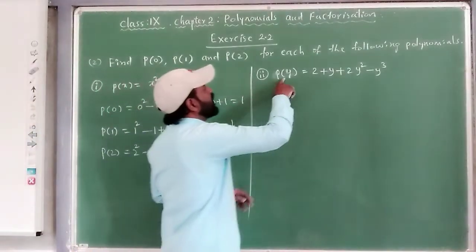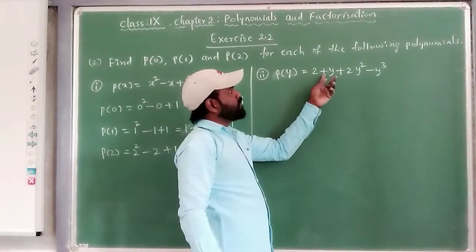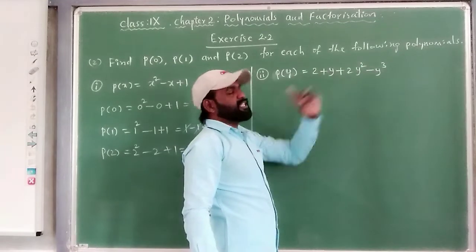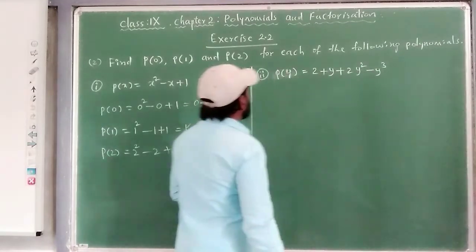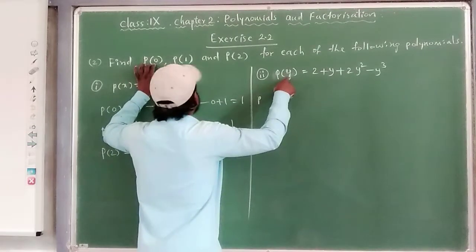So again here the polynomial is in the variable y. P of y is equal to 2 plus y plus 2y square minus y cube. Whatever it is, don't you worry. P of 0, that means in place of y, what is that?